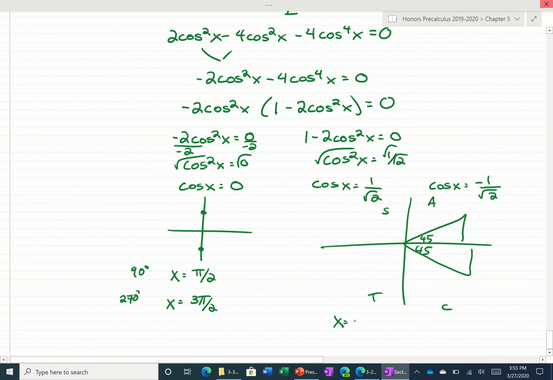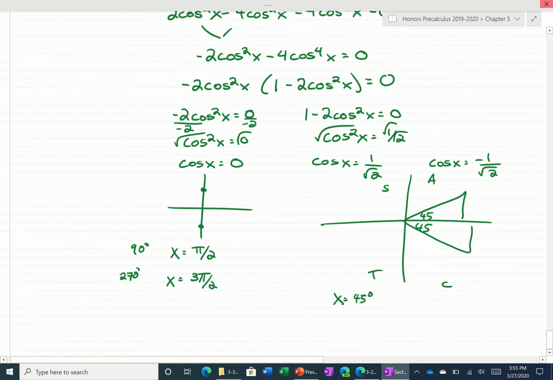So x would be 45 degrees, and x would be 315. We'll convert those to radians in a minute. It would be negative right here and negative right here. And that's at 135 and at 225.